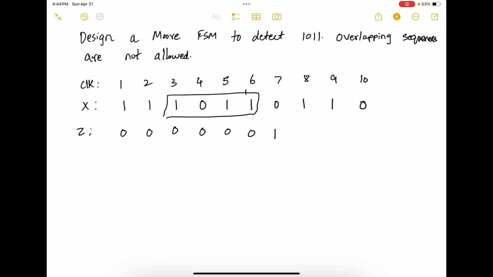Now again, your next sequence is this one here, but overlapping sequences are not allowed. Therefore, this is no longer your sequence. So your output stays 0 for the entire duration. Now let's try to design the Moore FSM.